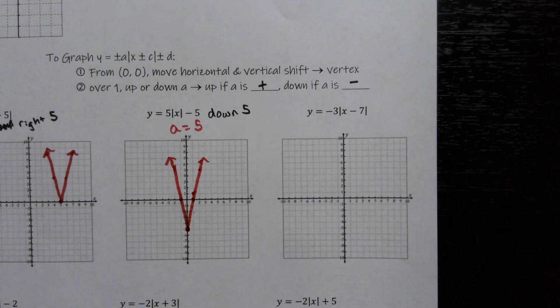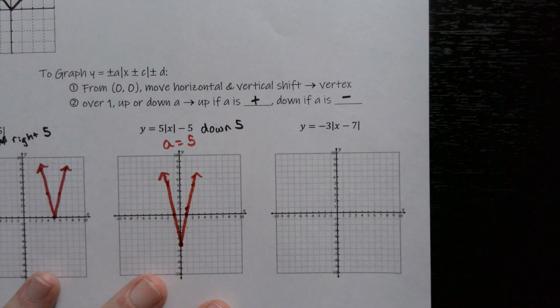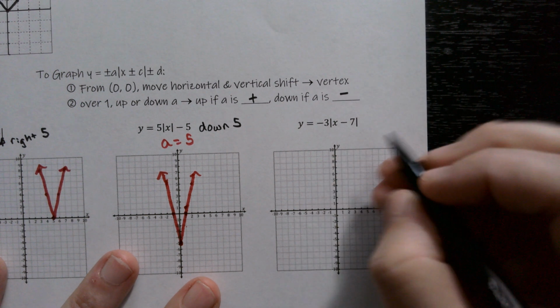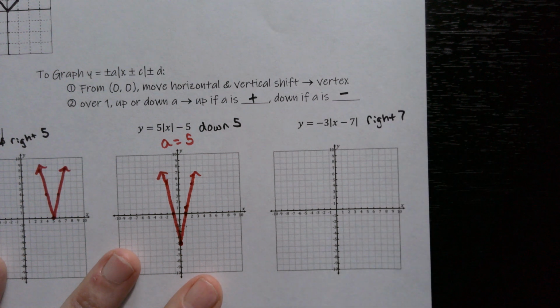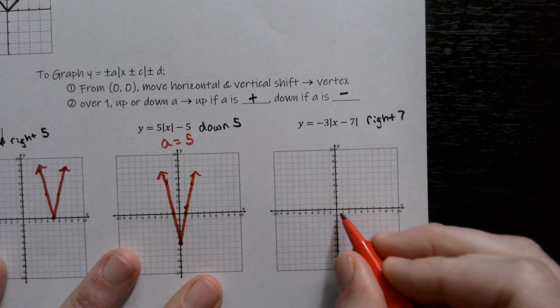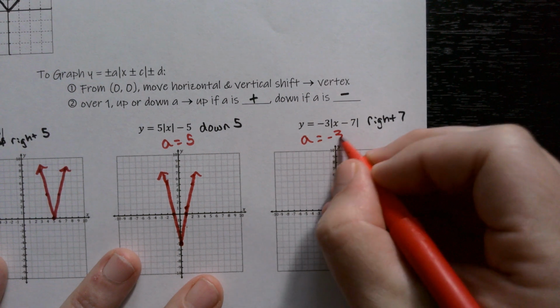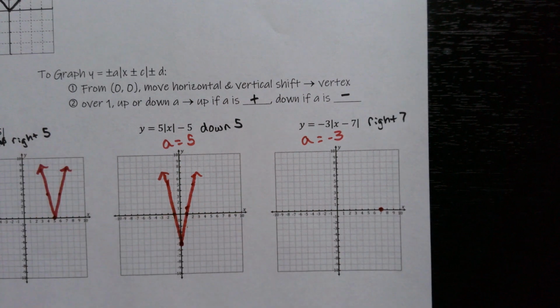Okay, let's look at the next one. This time we have a negative out front, so that's different. But first, let's look at our shift. Since it's on the inside, it's left and right, opposite of the sign. So this will go right 7. Let's take our initial vertex, which is at the origin, and move it right 7. My A is equal to -3. That means that instead of opening upward, it's going to open downward.